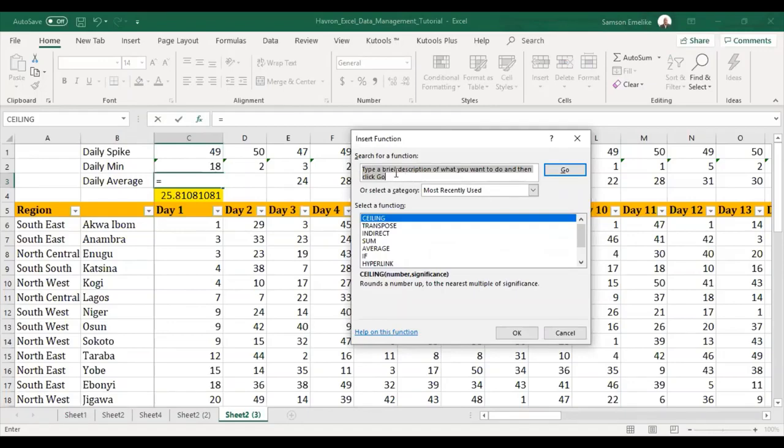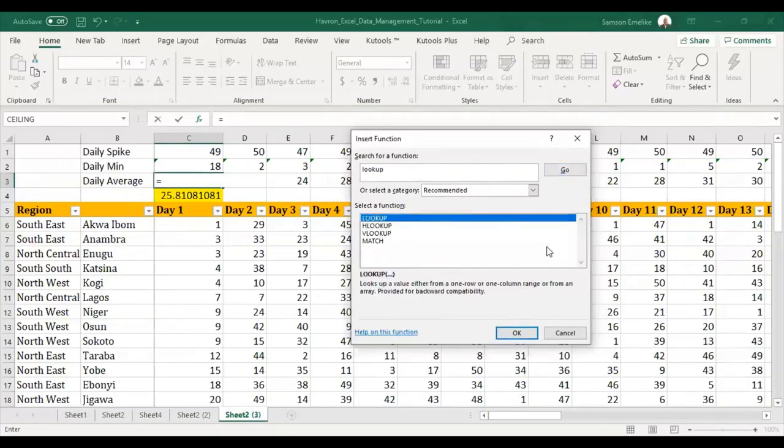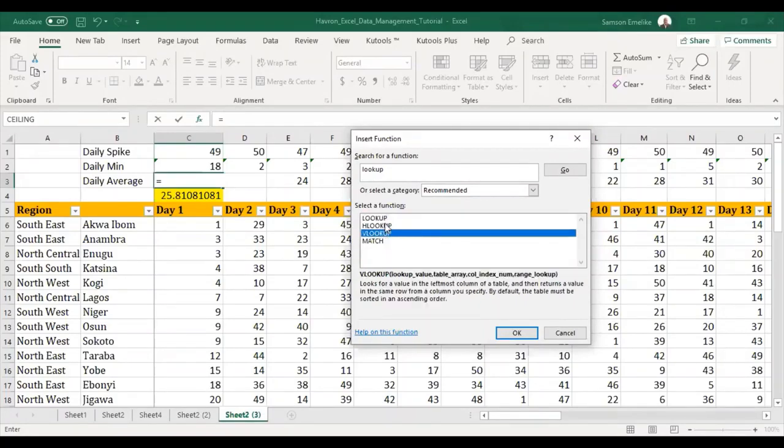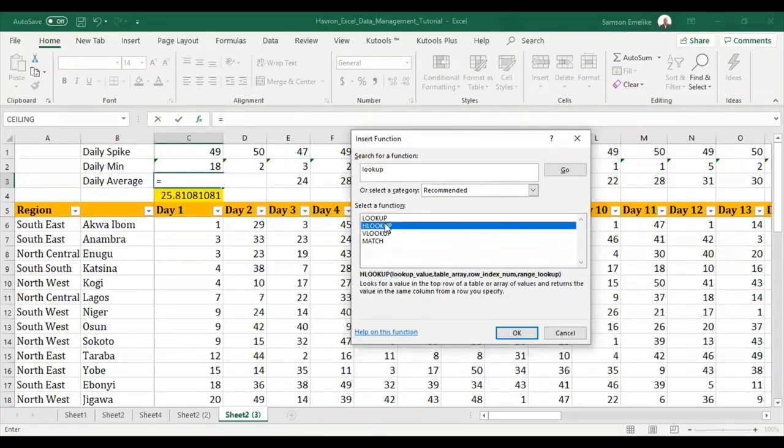So for me, I know there's something that has to do with significance. So I started typing significance so that it can help me to bring out the functions that deal with significance. So if I want to look up, lookup is going to give me the functions that have to do with lookup. And you see, these are the things that we were going to look at. This one and probably this one. This one we don't have much.